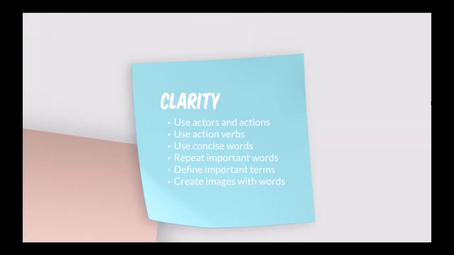And finally, clarity. To create clarity, write your sentences using actors and actions. Have strong verbs that have strong subjects. To have strong verbs, make sure you're using action verbs. Use concise words. Repeat important information. We're going to define important terms for our readers. And when we write, we want to create images using words. So we want our readers to be able to see what we're talking about.